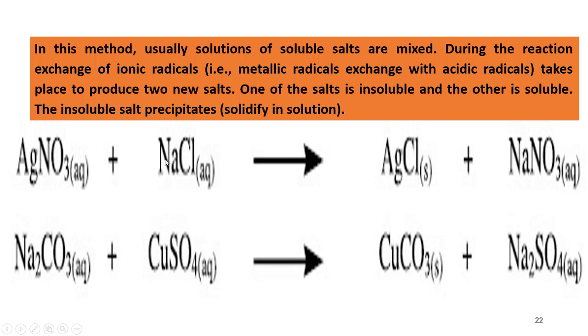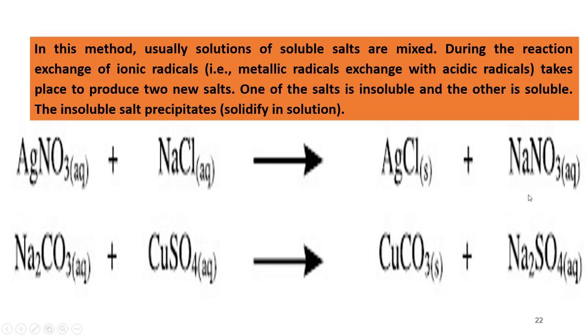Let's see the reaction again. Here, the silver combines with chlorine to form silver chloride, and sodium combines with nitrate to form sodium nitrate. Here, silver chloride solidifies, that is, it precipitates, and sodium nitrate remains in aqueous form.